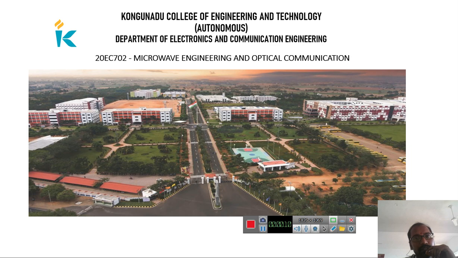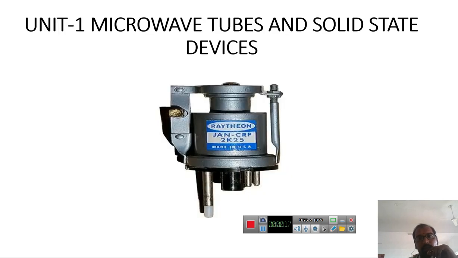In the Department of ECE. So today we are going to discuss the subject, microwave engineering and optical communications. Here, unit number one is microwave tubes and solid state devices. In general, microwave frequencies are generated by two different devices: one is microwave tubes and the other is solid state devices. Microwave tubes are used to generate microwave frequency in very high ranges, whereas in the low frequency ranges, we use solid state devices.